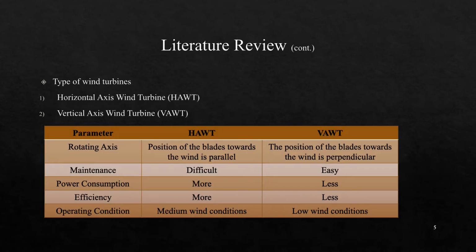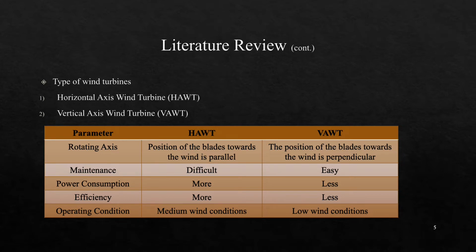Further, there are two types of wind turbines mainly, horizontal axis wind turbine and vertical axis wind turbine. This table represents a few main differences between them. The position of the blades toward the wind is parallel in the horizontal axis wind turbine, while the position of the blades toward the wind is perpendicular in the vertical axis.